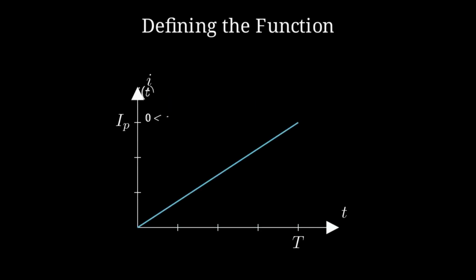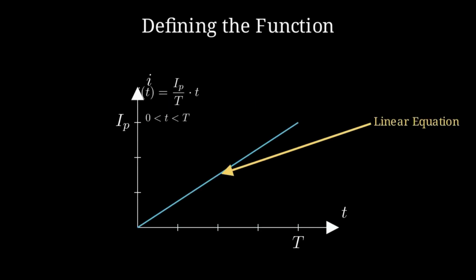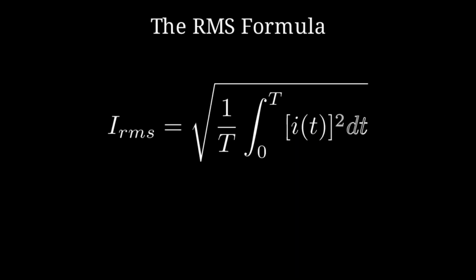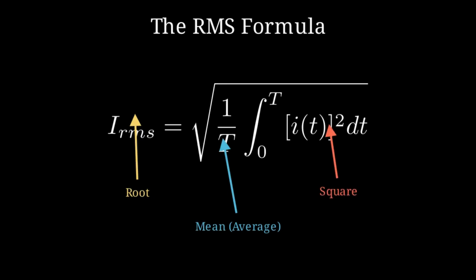To calculate the RMS, we first define the current function. Since it is a straight line passing through the origin, the current at any time t is simply the peak current divided by the period, multiplied by time. The RMS definition is right in the name. We square the function, find the mean or average over one period, and then take the square root of the result. Let's apply this step by step.